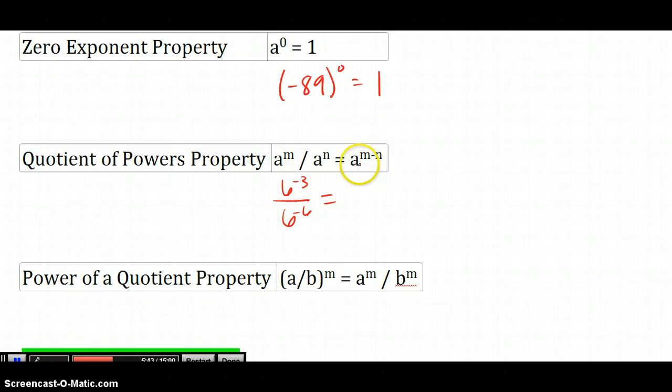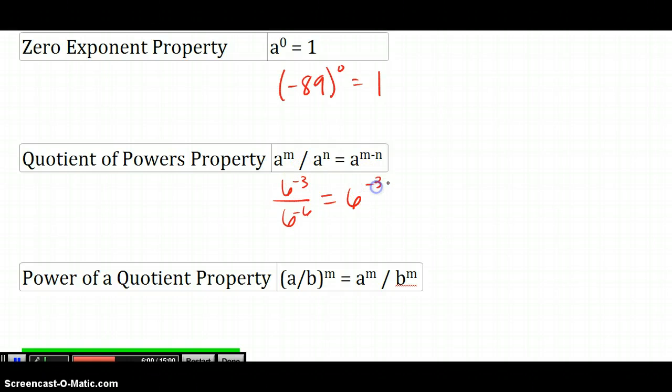What this says is when we're dividing, you're going to subtract your exponents. Now, if you remember in the property above, when we multiplied, we added exponents. When we divide, we subtract. So you just take your base and subtract your exponents, and your top number is going to go first.